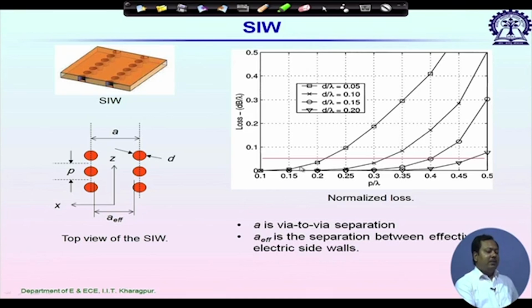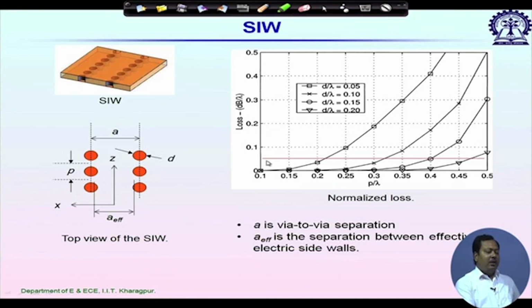As you can see from this plot, these plots are obtained by using a full wave simulator, which gives you very accurate results, almost similar to measured results. For a given periodicity, if I keep on decreasing the d value, the hole-to-hole separation increases and leakage loss increases. So we have higher loss. For a given d, if I increase periodicity, again we will be facing the same problem.